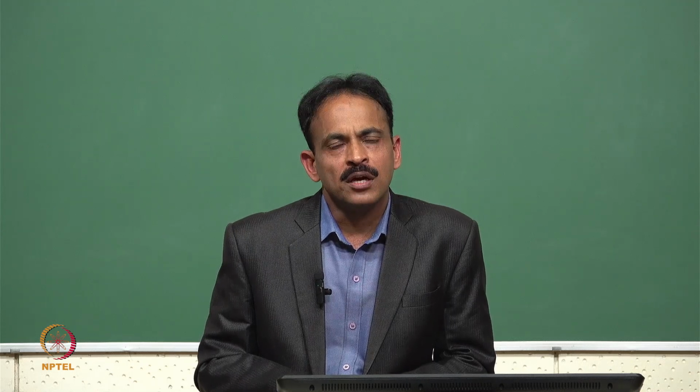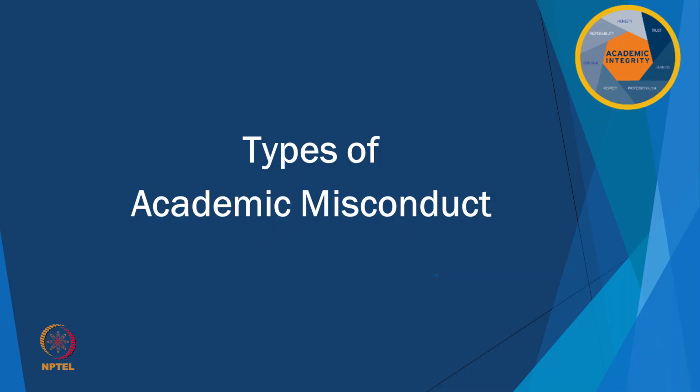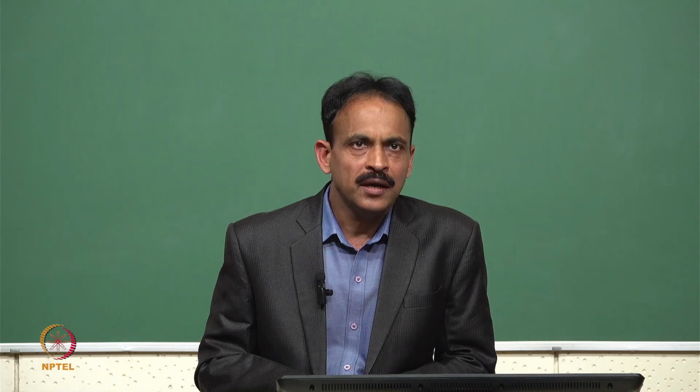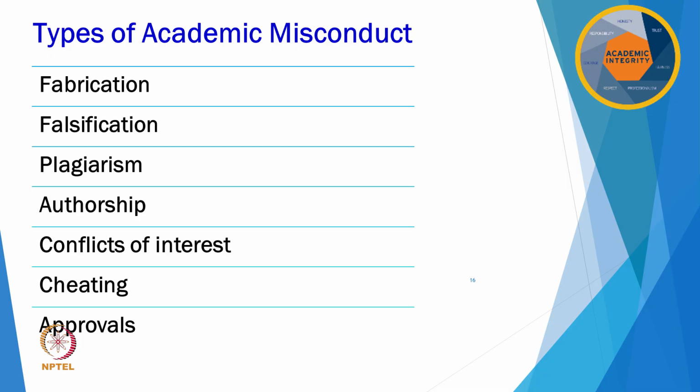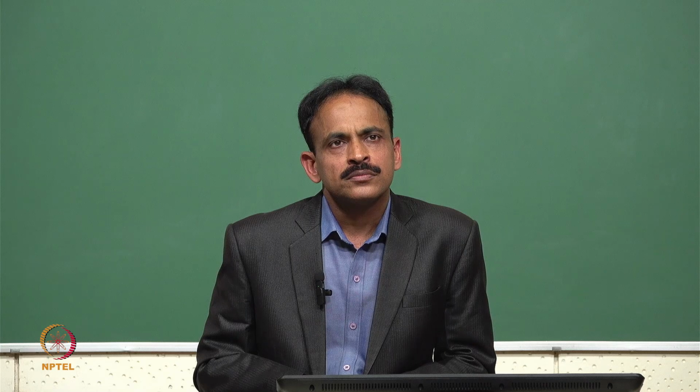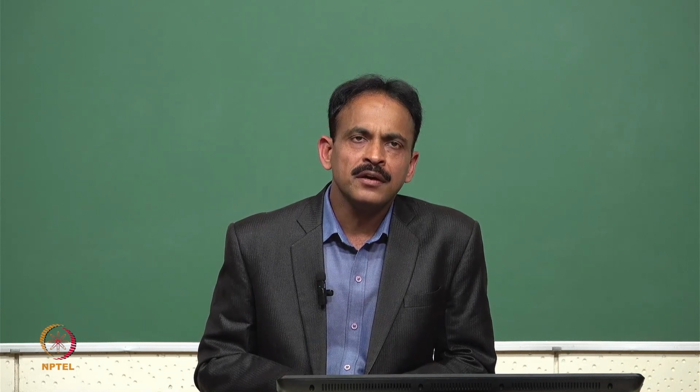Let's talk about the broad categories of improper behavior or academic misconduct in academics and research. There are different types of research misconduct or scientific misconduct and unethical practices in research. Some of the most common types of academic misconduct are fabrication, falsification, plagiarism, authorship, conflict of interest, cheating, and approvals. Some of these research misconducts have been explained here.